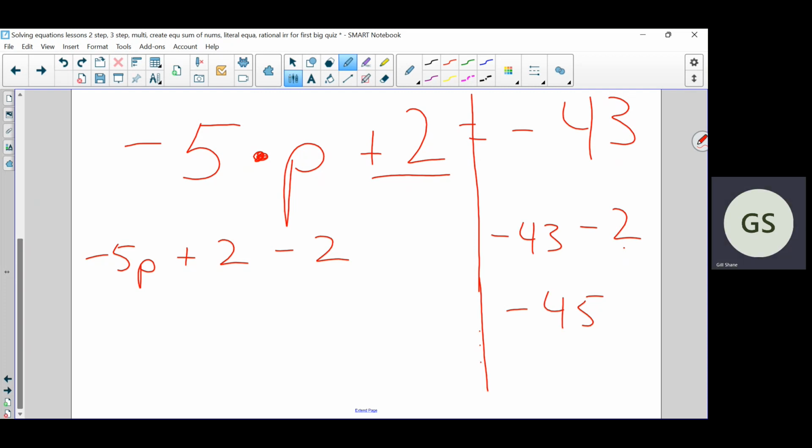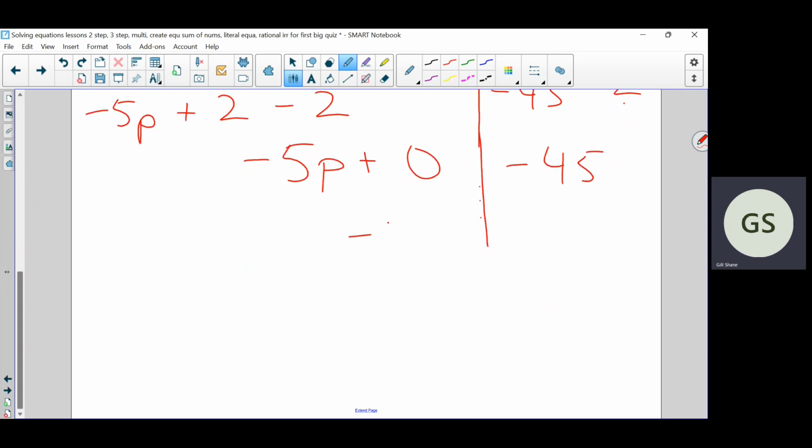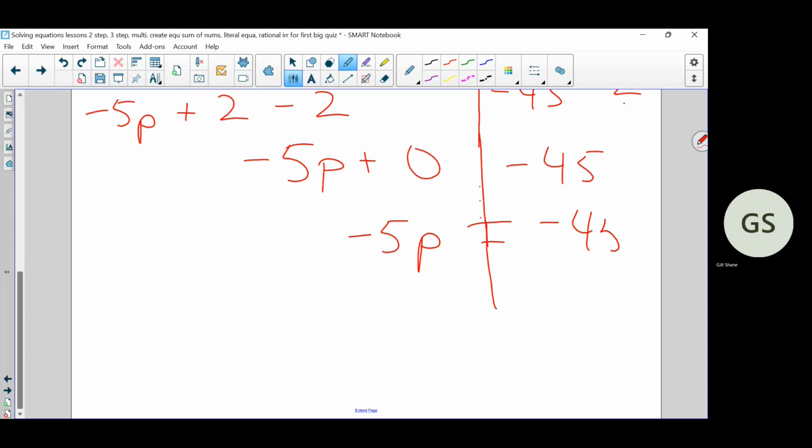This cancels out. +2 subtract 2 is 0. So I'm going to write the whole thing out. So I'd have -5p plus 0 now. Well, like I said, -5 plus 0, I don't need the plus 0. So that's just -5p.